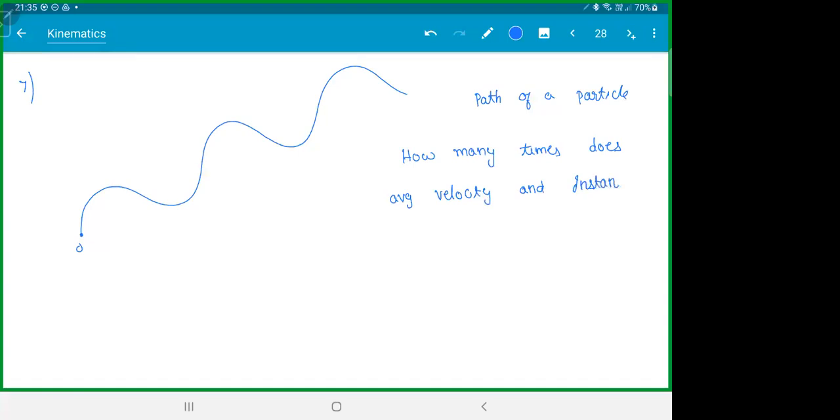From later onwards, when we say velocity, it means instantaneous velocity. Every time we will not say instantaneous velocity. If it is average, it will be specifically mentioned in the question, find average velocity. How many times does average velocity and instantaneous velocity become parallel? So a particle is traveling along the path from, let's say, O to A.